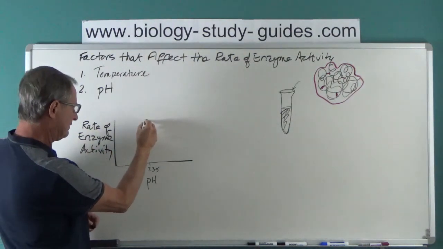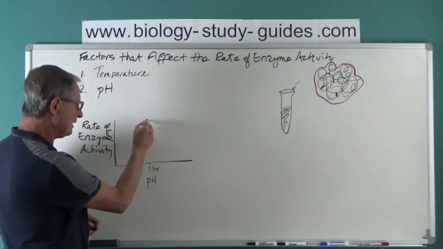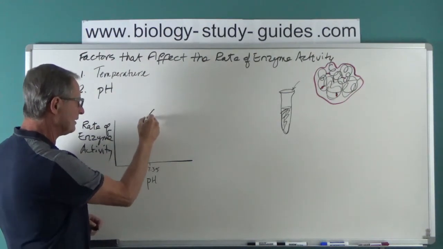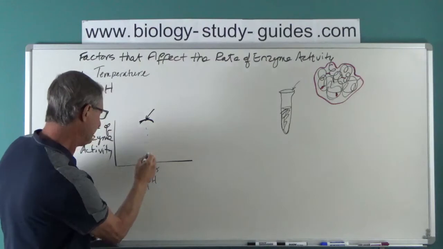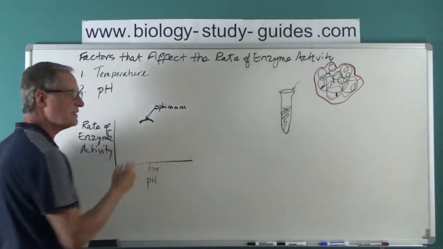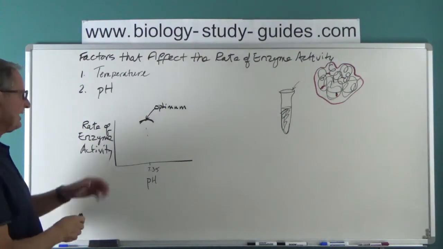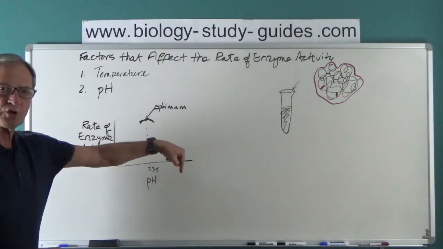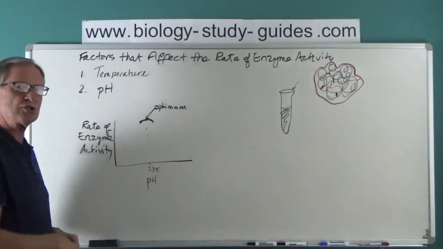We have an optimum at 7.35. That's the best it can get. At a slightly higher pH, it drops off. At a slightly lower pH, it drops off.